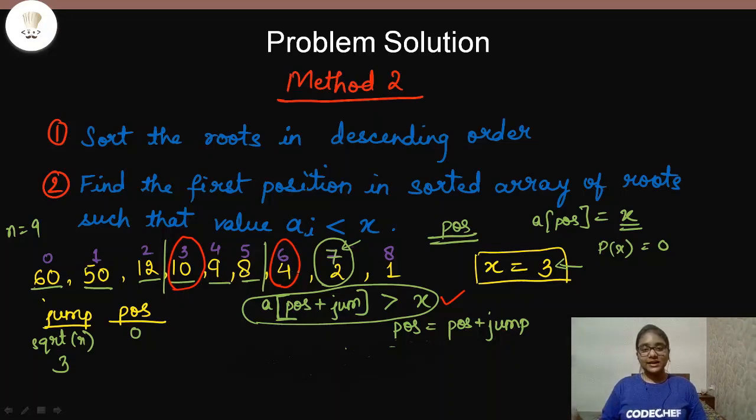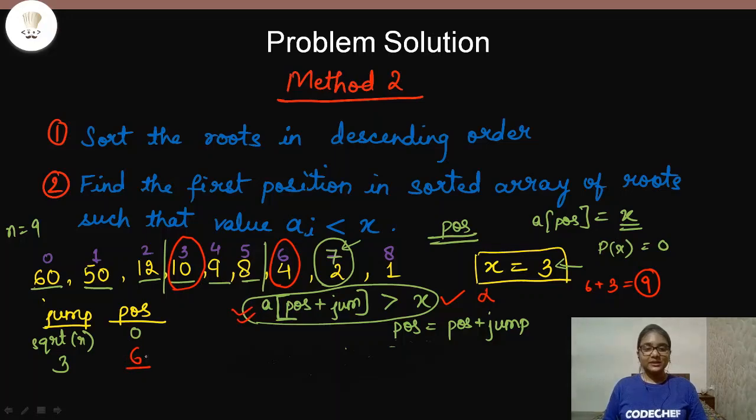Now the next time when we'll do position plus jump, it will be 6 plus 3 equal to 9. Now 9 has gone beyond the number of indexes of the array. So that means definitely the condition will become false, because we will check one more condition, that position plus jump should be within the range, within the number of roots. So then this value will become false. That is why it will stop here. So our position will become 6 after performing these two iterations.